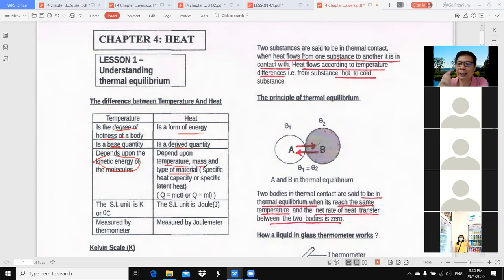Okay, I give one example. You all listen, I don't draw here. I have 2 cups of hot coffee, same temperature, 100 degrees Celsius. One is a small cup, the other is a bigger cup. They are different in mass already, right? The small cup of coffee is 100 degrees, and the bigger cup of coffee is also 100 degrees. Same temperature. But the bigger cup of coffee will contain more heat energy because the mass is bigger. Understand or not? The bigger the mass, the more heat energy it contains.